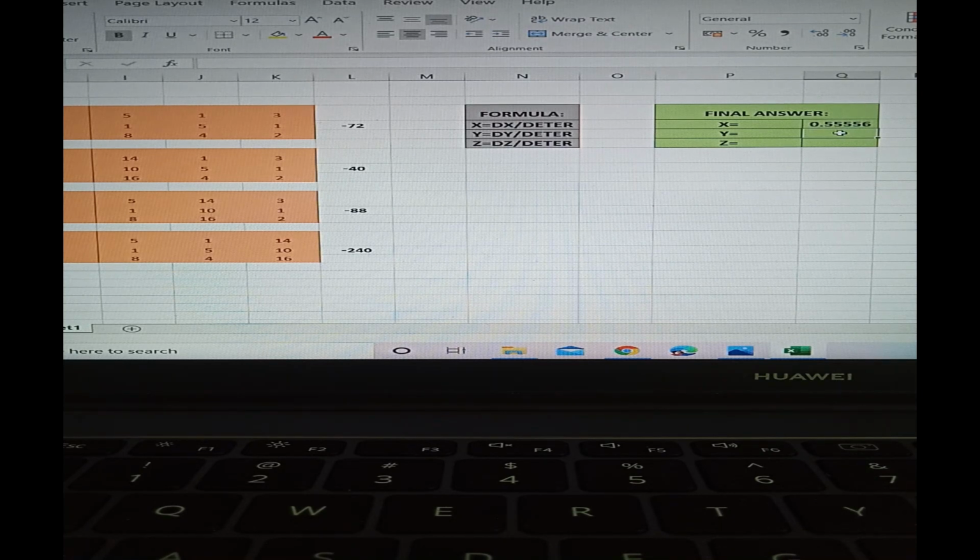0.55556. For y, the value of y is positive 1.2222, and for the last, z equals negative 240 divided by negative 72 is equals to 3.333, and that's all.